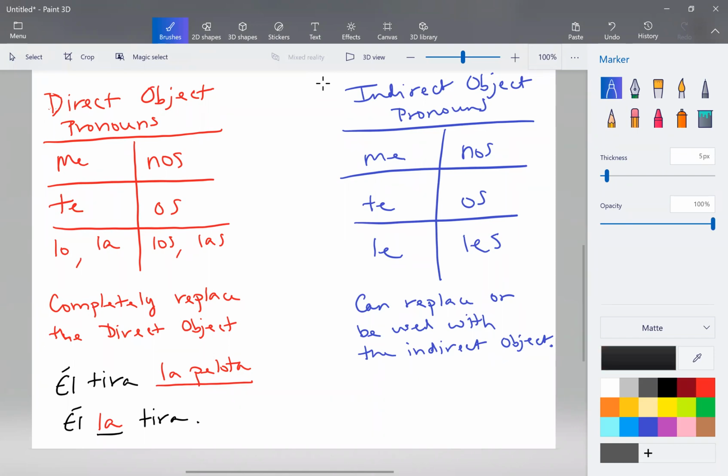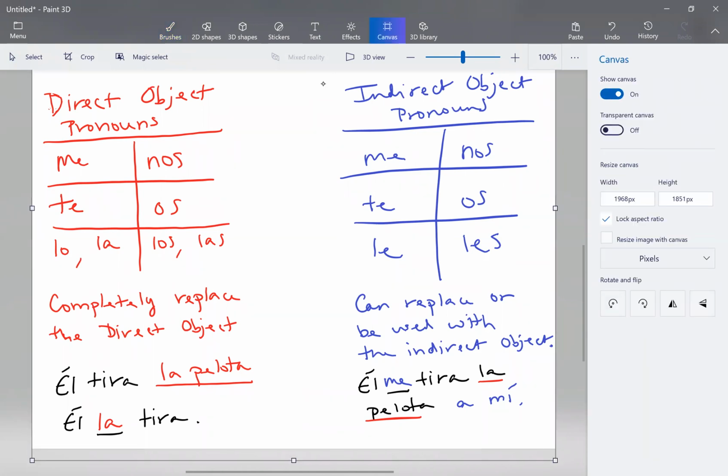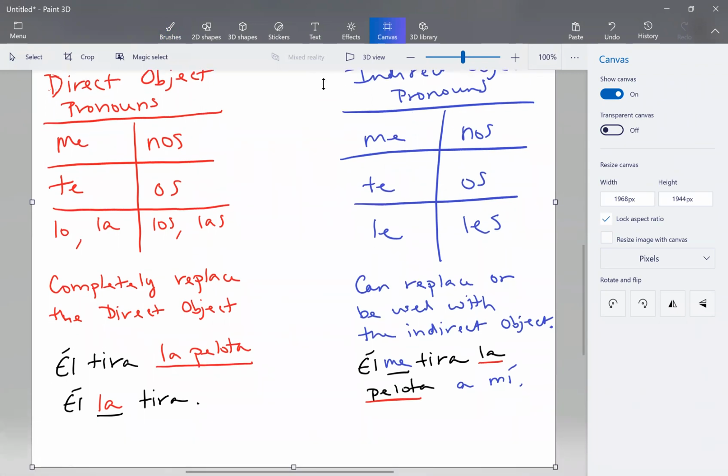And when we have this sentence, él tira la pelota a mí, he throws the ball to me, we need to have another word before tira. Me. He's still throwing the ball to me though. Él me tira la pelota a mí. So we can use those together.